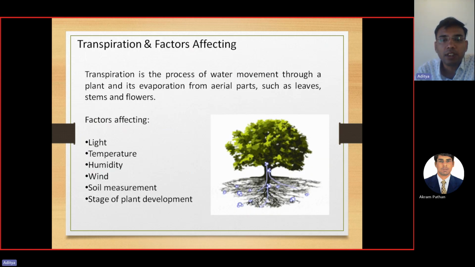Then next is transpiration. Transpiration is the loss of water from vegetation, or a plant. It is the process of water moving through a plant and its evaporation from aerial parts such as leaves, stem and flowers. Factors affecting transpiration are light, temperature, humidity, wind, soil moisture and stages of plant development. Stages means if your crop is a few centimeters tall, the transpiration rate is low. If your plant is much larger, then the transpiration rate is high. But compared to evaporation, transpiration losses are less.